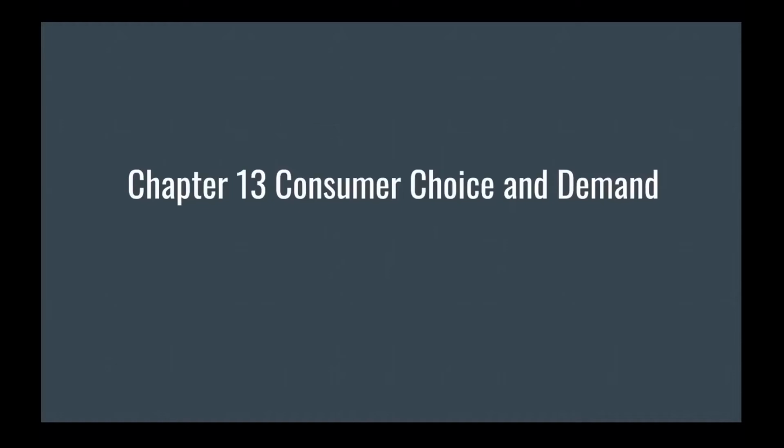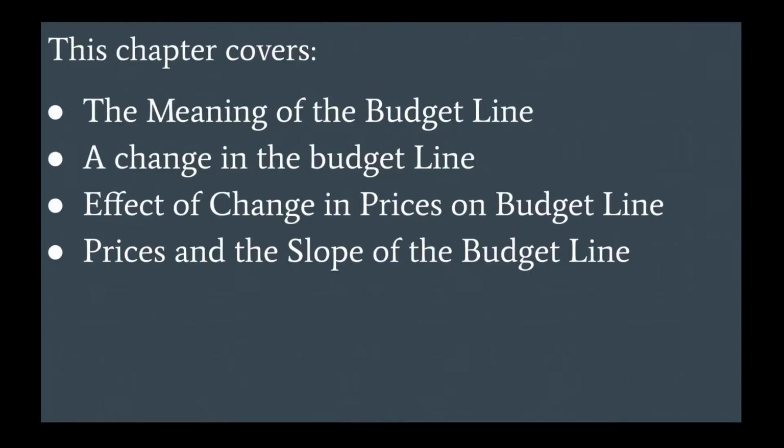Chapter 13 Consumer Choice and Demand. 13.1 Consumption Possibilities. This chapter covers the meaning of the budget line, a change in the budget line, effects of change in prices on the budget line, and prices and the slope of the budget line.